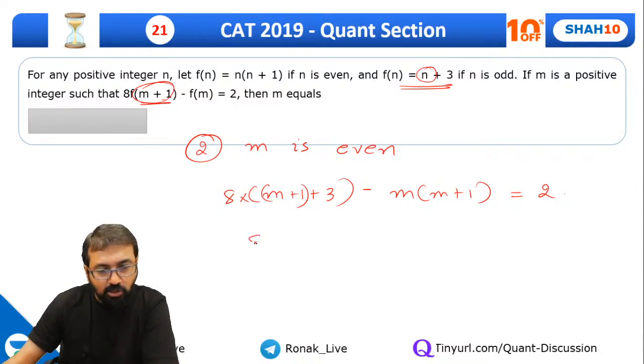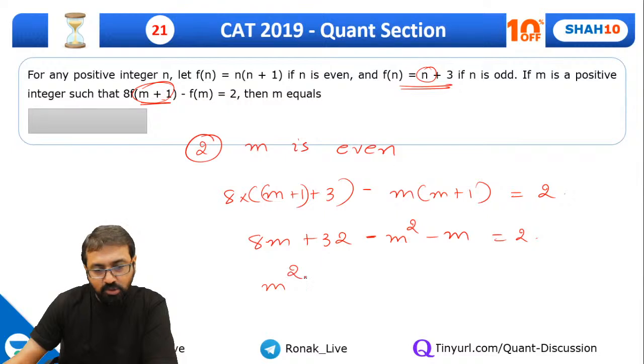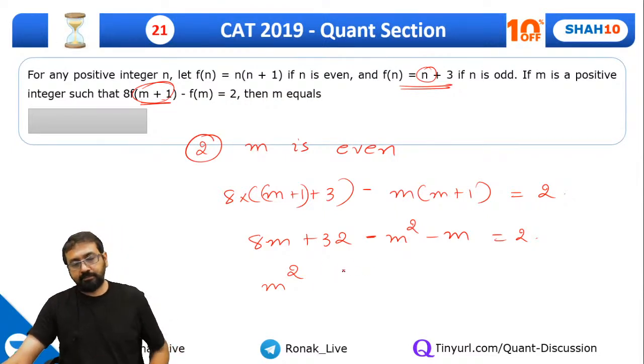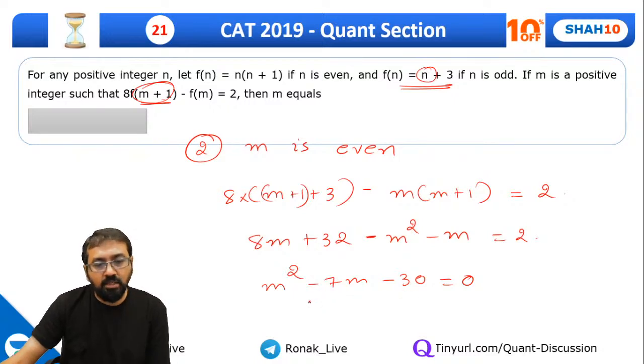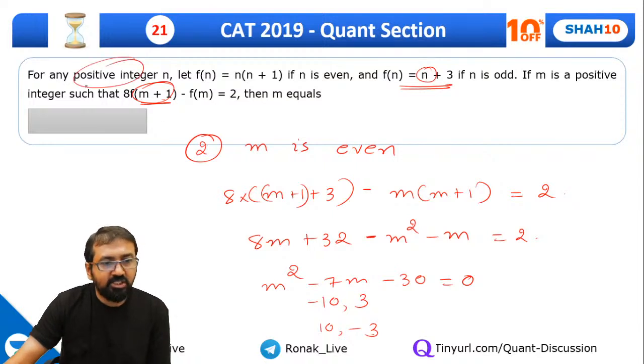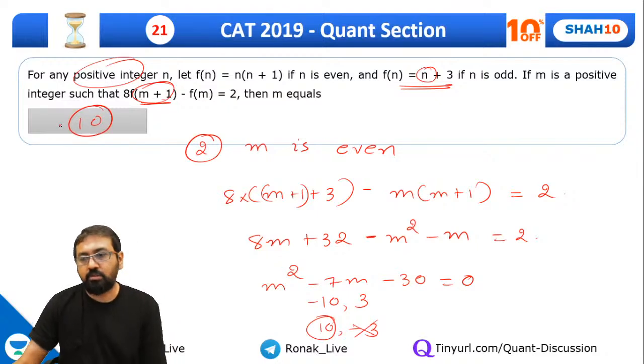Let's see whether this is solvable or not. So 8m, what will be this one? 3 plus 1 is 4, 8 4s are 32, plus 32 minus m square minus m is equal to 2. If I solve this, I'll get m square minus 7m minus 30 is equal to 0. And of course you can say this will be minus 10 plus 3, so values will be 10 and minus 3. Positive integers, so we can't go with minus 3, we'll have to go with 10. So m has to be 10 over here.